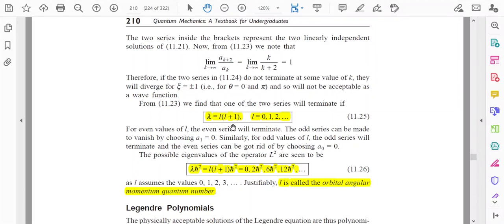From this condition we can say that the eigenvalue of L square, which we assumed as lambda into h cut square, and as the value of lambda is L into L plus 1, the eigenvalues of L square will be L into L plus 1 into h cut square, where L is equal to 0, 1, 2, etc. So the eigenvalues will be 0, 2 h cut square, 6 h cut square, 12 h cut square in this way. And L is known as the orbital angular momentum quantum number. So what is the significance of L here? L is known as the orbital angular momentum quantum number.